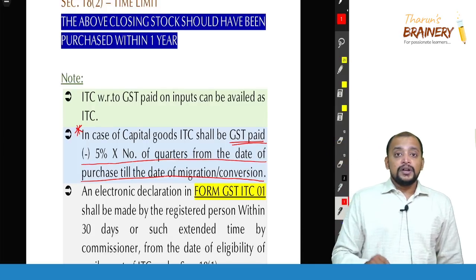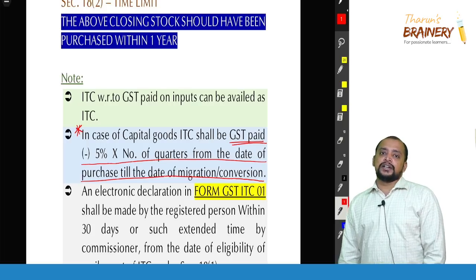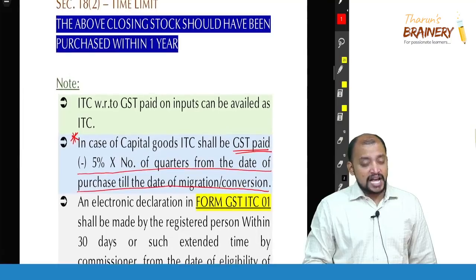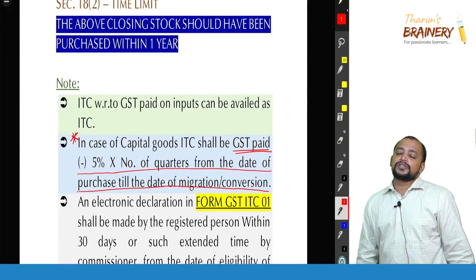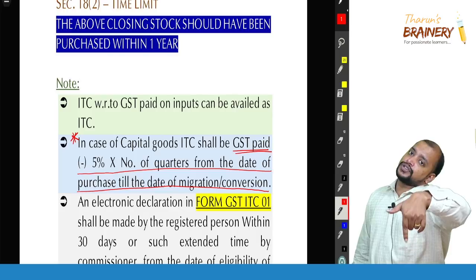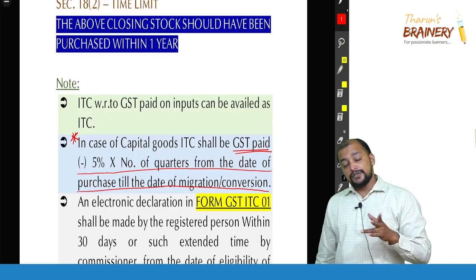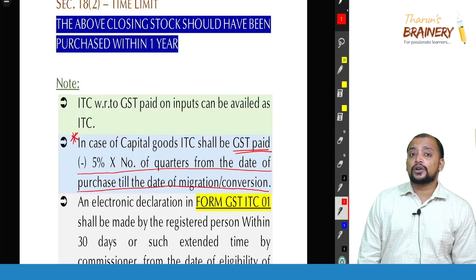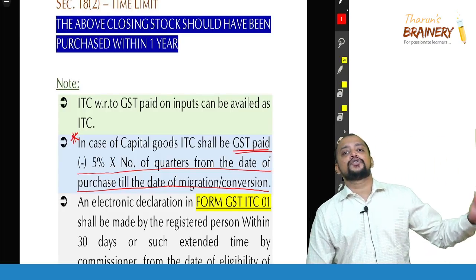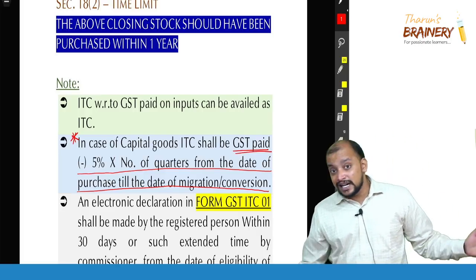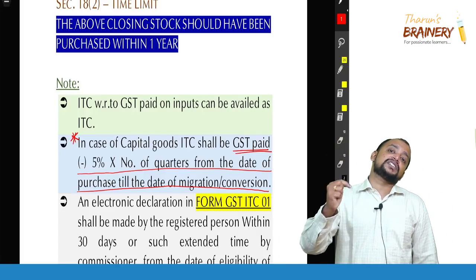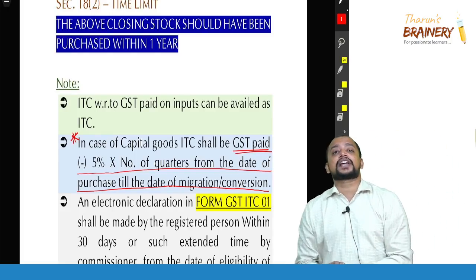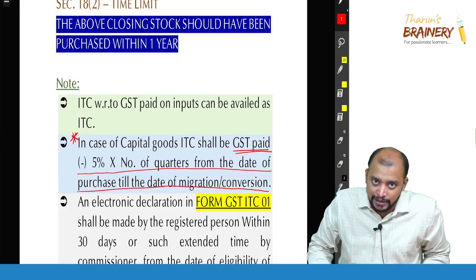Now, under section 18 subsection 2, there is a time limit. The closing stock should have been purchased within 1 year as on the date of closing stock. That is, from the date of invoice to the date of closing stock, it should be within 1 year. If it is beyond 1 year, we cannot take ITC with respect to that. So if we have in the closing stock some goods which were purchased 3 or 4 years before, on that we cannot take ITC. We need to check whether it was purchased within 1 year, meaning invoice date to the closing stock date should be within 1 year. Even for capital goods, the same point is applicable.